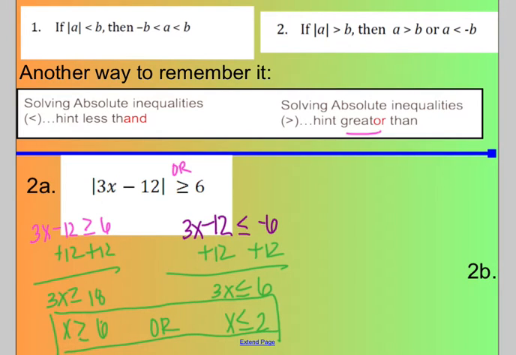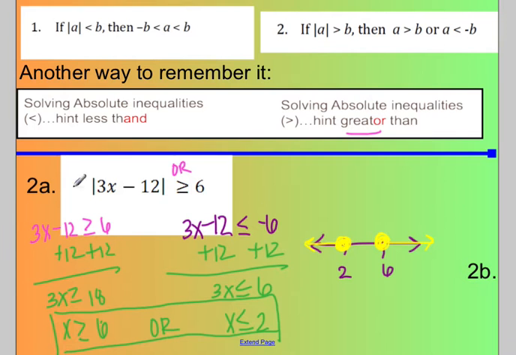Now we need to go ahead and graph it. We have 2 and 6. X is greater than or equal to 6, so it's going to be a filled in circle at 6, and then to be greater than, I'm going to the right. X is less than or equal to 2, so once again, filled in and going to the left. All right, so there is my answer for example 2A. Let's go ahead and look at 2B.